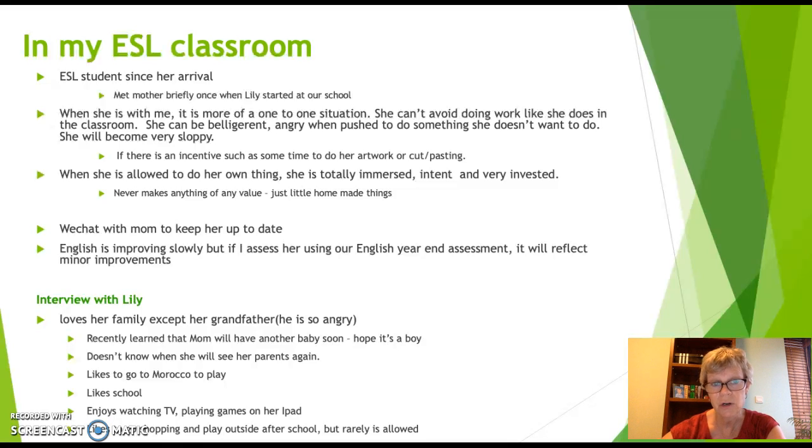So I have seen her quite belligerent when I am pushing her to do work, and she can be quite angry. And when she gets angry, she becomes very, very sloppy and just doesn't care about what she's doing. Sometimes I have considered incentives such as, let's read this book and answer some questions, or let's look at some of these vocabulary words, and then I'll let you do, the last 5 minutes or so, let her continue with a little artwork or cutting and pasting, that kind of an activity that she enjoys. But I can't always do that either.